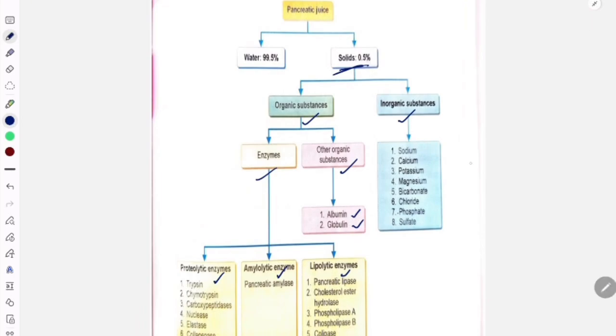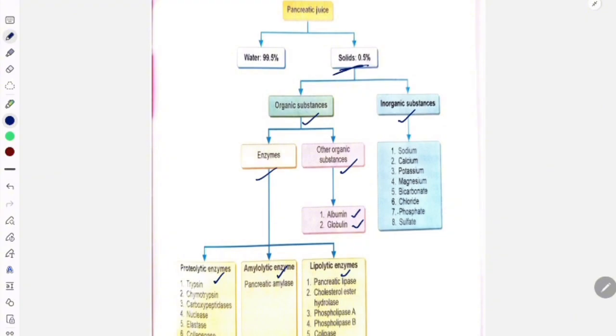Then coming to the inorganic substances, the inorganic substances of the pancreatic juice are similar to those of the gastric juice. What are those? Sodium, calcium, potassium, magnesium, bicarbonates, chlorides, phosphates, and sulfates. One thing we need to remember is that the inorganic substances in the pancreatic juice do not include hydrochloric acid that is present in the gastric juice. Okay, this is what we need to remember.